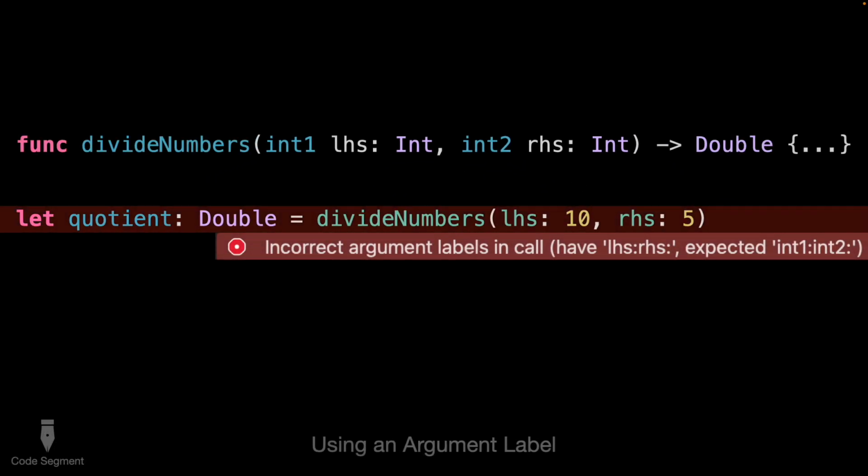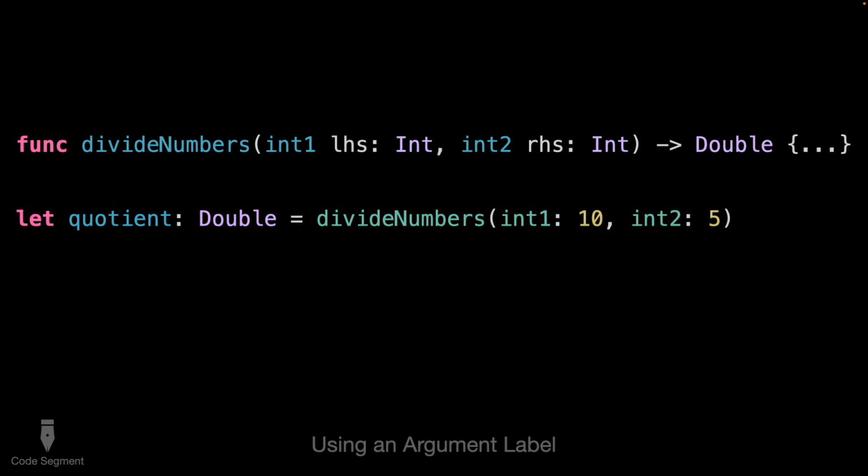So, for example, here we've made this change. Now we get a compiler error where it says that the labels are incorrect. Right now we're using the labels LHS and RHS. However, we have set the labels by virtue of the fact that we've put them in the definition in the way that we have, int1 and int2. Those are the expected labels. So in order to get rid of this error, we just change those to int1 and int2, and the error goes away.